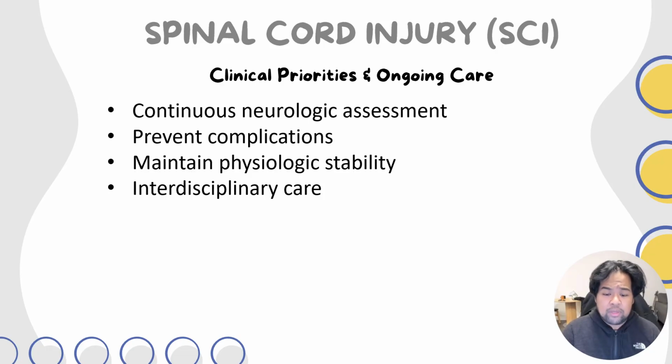And then maintain physiologic stability. So they are at risk for hypotension, bradycardia. They might have a hard time regulating their own temperature. So that's something that we're going to look at. As nurses, we will do interdisciplinary care. So we will collaborate with the rehabilitation team and also make goals with the patient for good long-term outcomes.